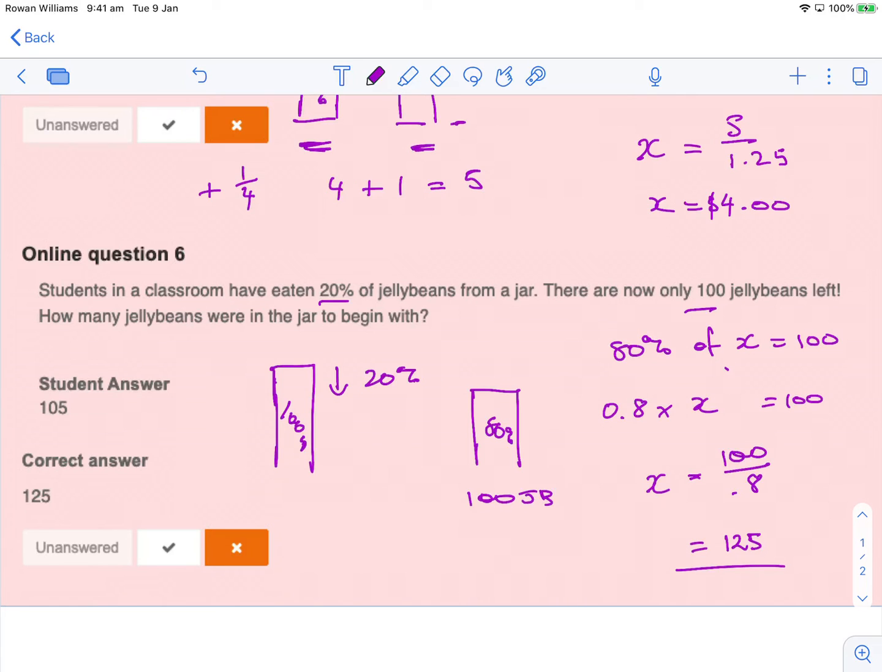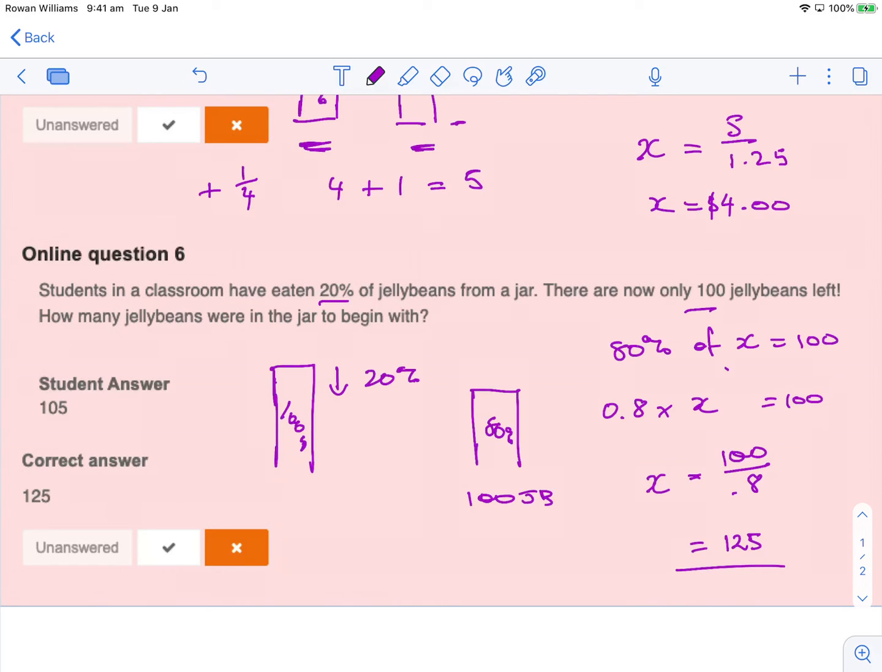So if I take 20% off 125, I'll get to 100. Because if I have 125 and I divide that by 5, that means 20% of 125 is 25. Cool, but these are the steps you need to use.